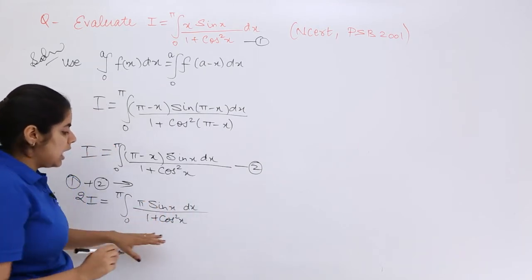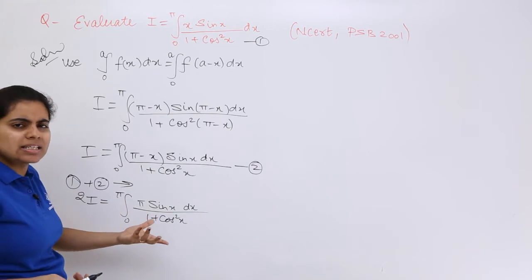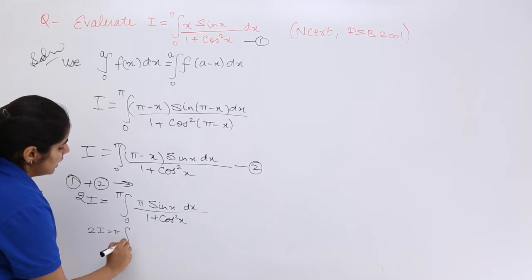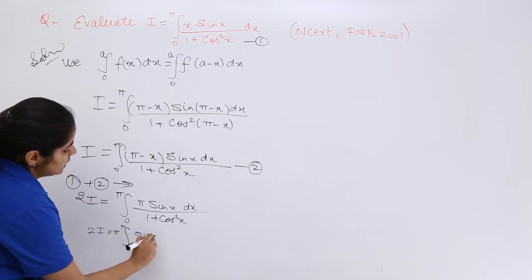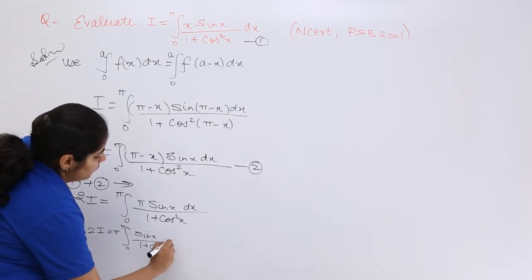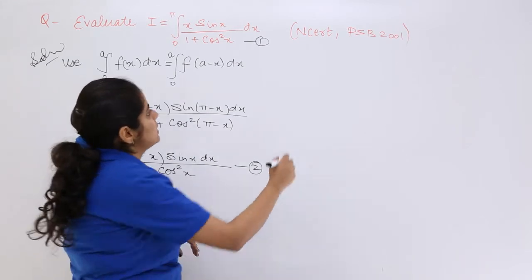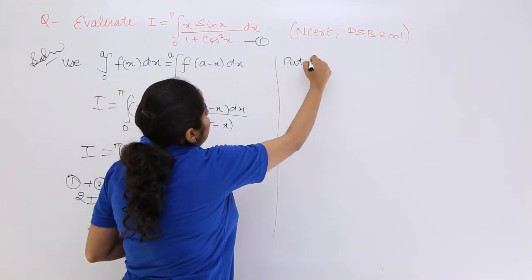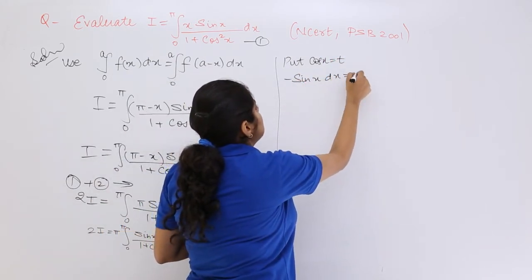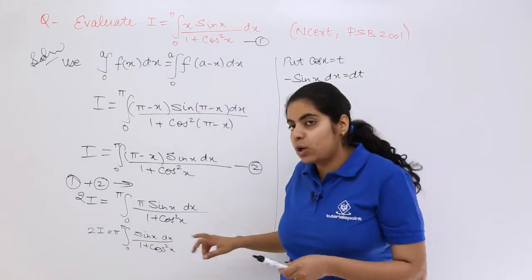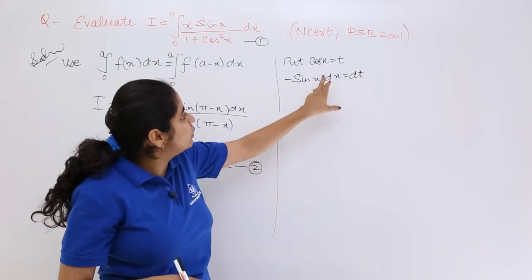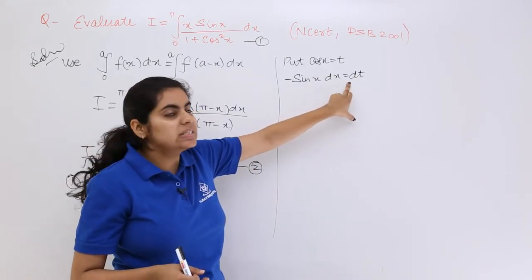Now how to solve further? I know cos x is there, its differentiation is minus sin x, very easy for me. So what I will be doing is writing 2I equals pi, constant outside, integral from 0 to pi of sin x divided by 1 plus cos square x dx. Put cos x equal to t. So minus sin x dx is equal to dt. Let me name this equation number 3, and we are also going to change the limits.